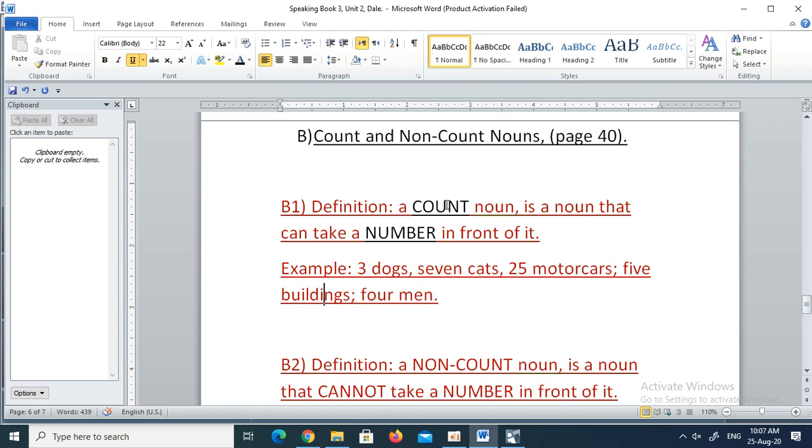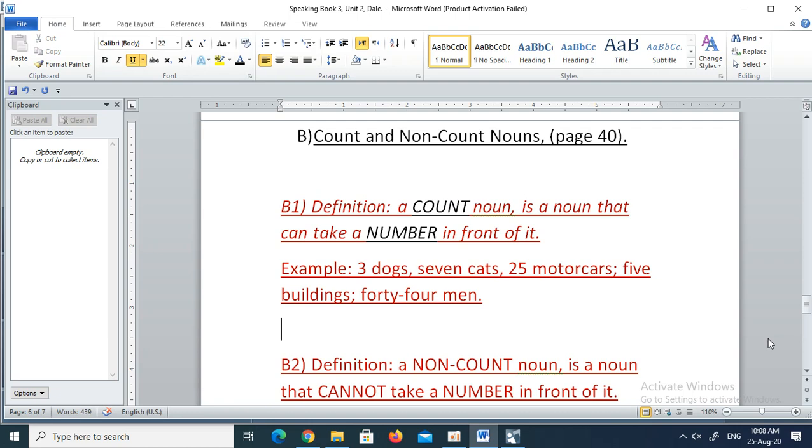Buildings are a count noun. We can put a number in front. I can say there are 5 buildings in this street, or there are 25 buildings in this street. Men is a count noun. I can put a number in front of it. So I can put 4 men, I can put 44 men, and 44 or 4 is a number. So a count noun is a noun that can take a number in front of it.